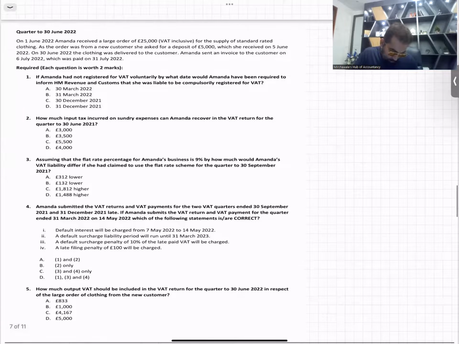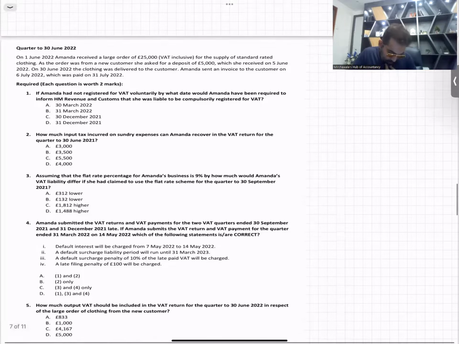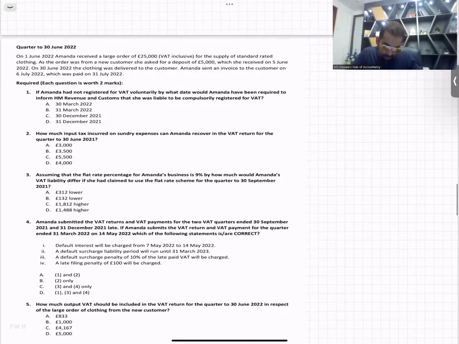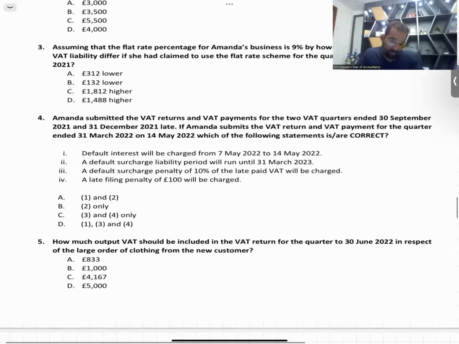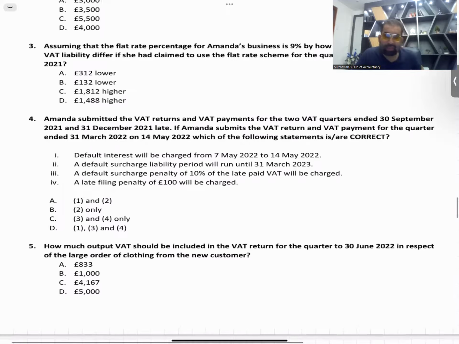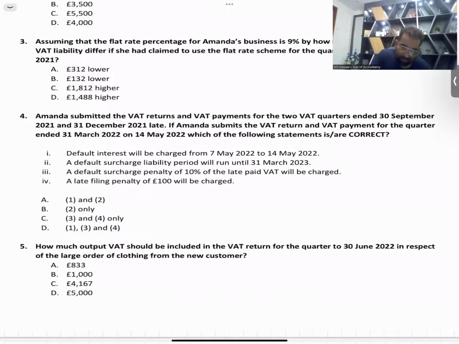Now the next one is a general question, number 4. Read it. Amanda submitted the VAT returns and VAT payments for the 2 VAT quarters ended 30th September 2021 and 31st December 2021 late. Now hold on. In this question, the examiner is silent. That means they haven't done any crime in the past. This Amanda did not commit any crime.